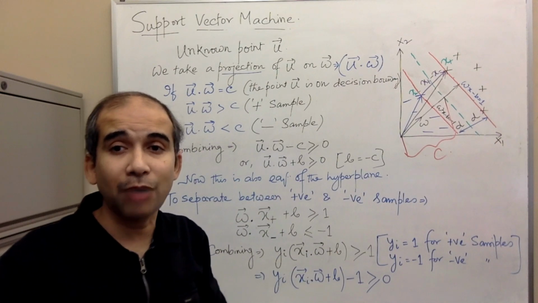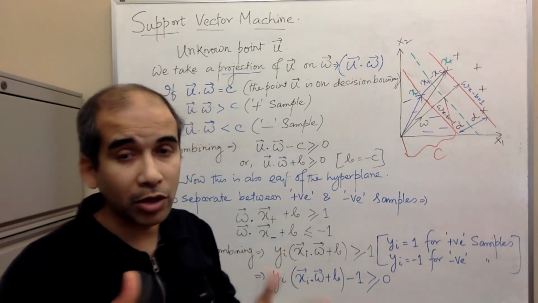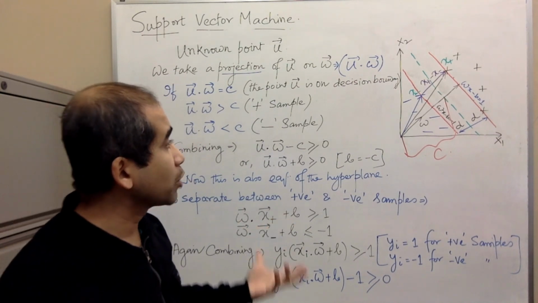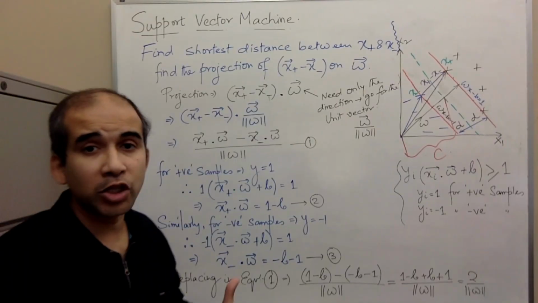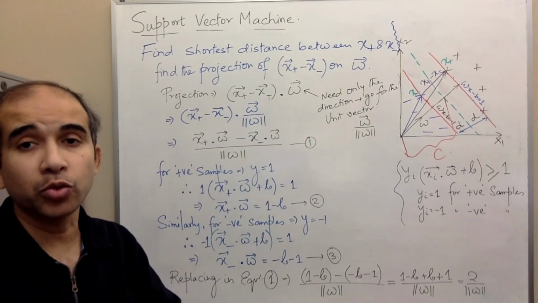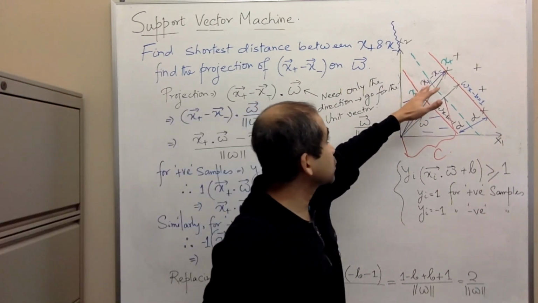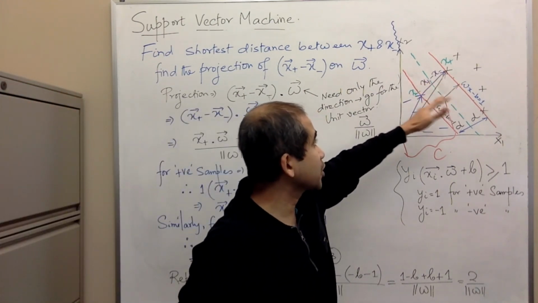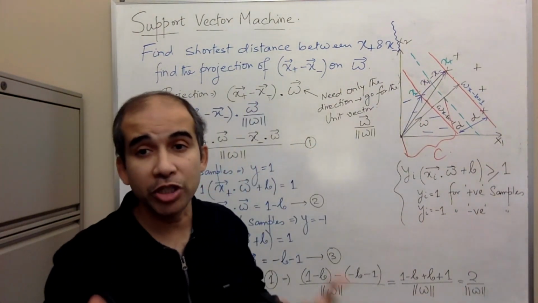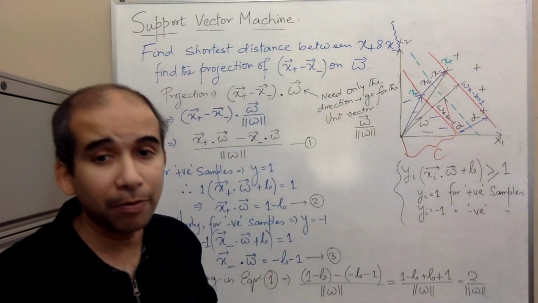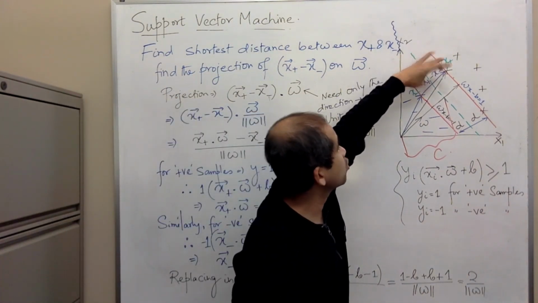Okay, x plus minus x minus is the width of that strip, or the margin, and we will be calculating that using the formulation we have done here. To find the shortest distance between these two support vectors, x plus and x minus, represented as the vector x plus minus x minus, we want to project that on the vector w, which is perpendicular to the hyperplane, and then find the distance. I mean, its actual magnitude we are trying to find out.